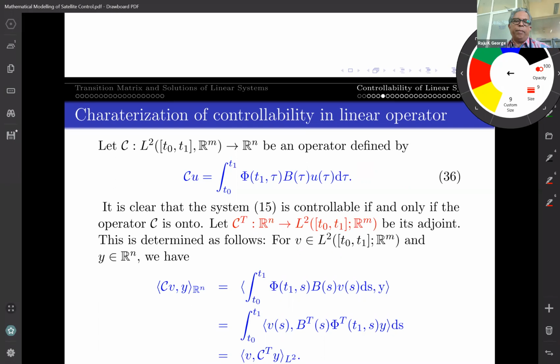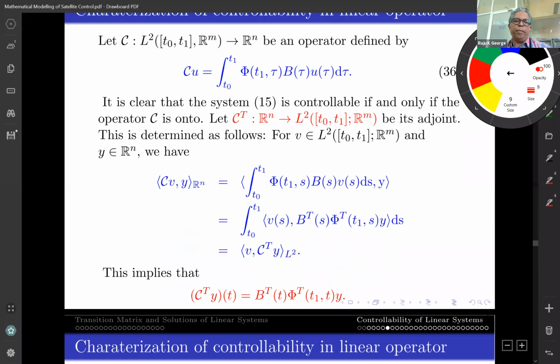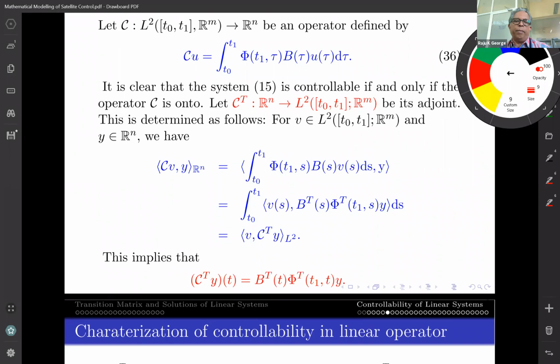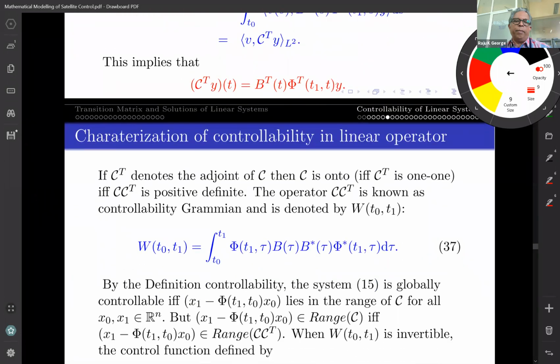Then you can show, by taking this inner product, that the expression for the adjoint of C is given by B transpose times phi transpose of T1, T. This is the adjoint. So C is onto if and only if C transpose is one-to-one. Here C transpose denotes the adjoint of C. C is onto if and only if C transpose is one-to-one.